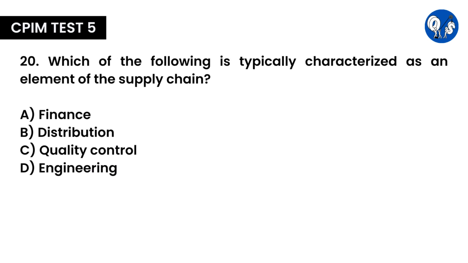Question number 20. Which of the following is typically characterized as an element of the supply chain? A. Finance, B. Distribution, C. Quality control, D. Engineering. Here the correct answer is B. Distribution is a key element of the supply chain as it involves the movement of goods from manufacturers to customers, ensuring timely delivery and fulfillment of demand.